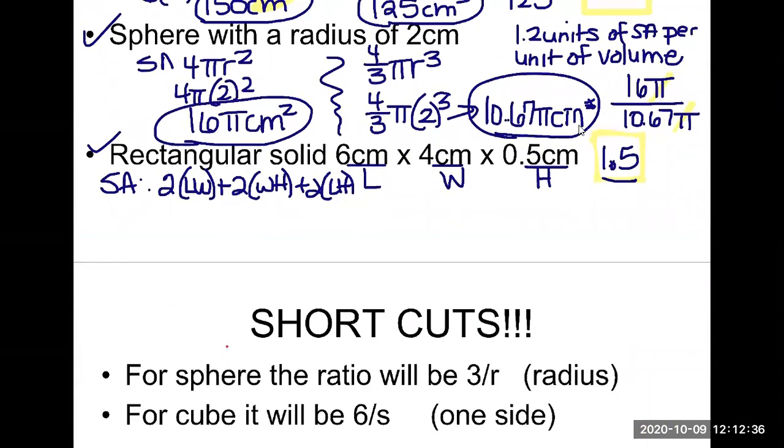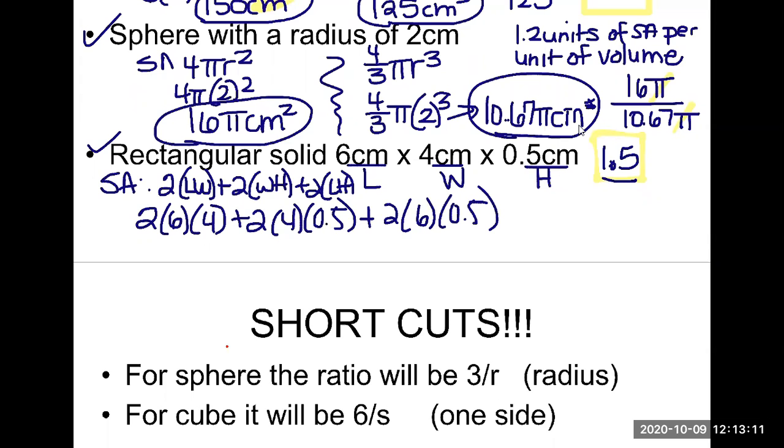Okay, so if we plug that in, you're going to basically get 6 times 4 times 2 plus 2, I'm sorry, scratch that. It's going to be 6 times 4 times 0.5. No, I'm so sorry. Done this 4 times today. It's going to be 2 times 6 times 4. I had that right. Plus 2 times 4 times 0.5 plus 2 times 6 times 0.5. So I apologize for all that mess there. But if you multiply all that out, you're going to get 58 centimeters squared.